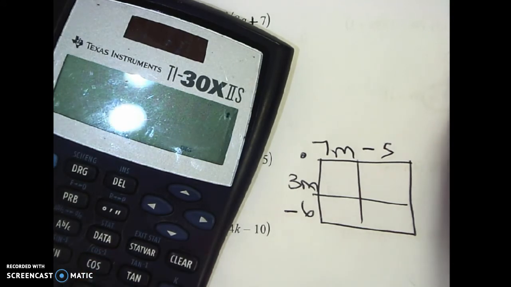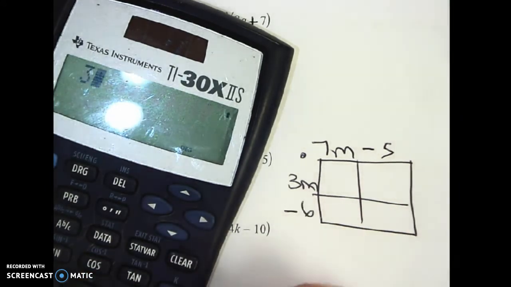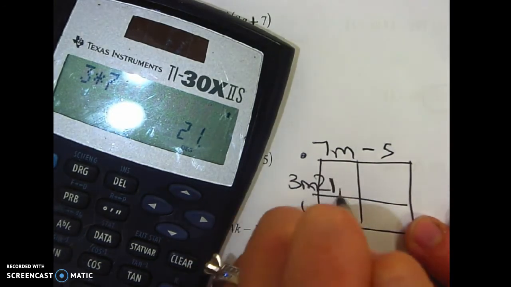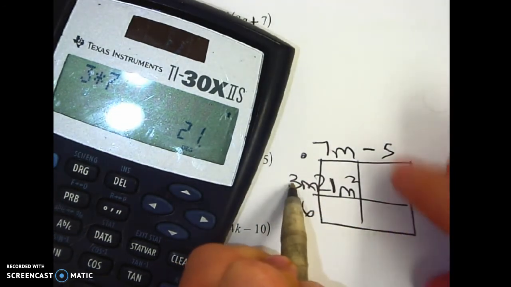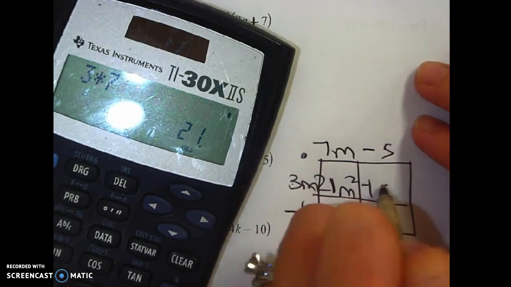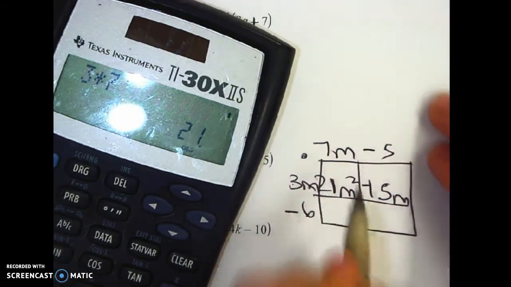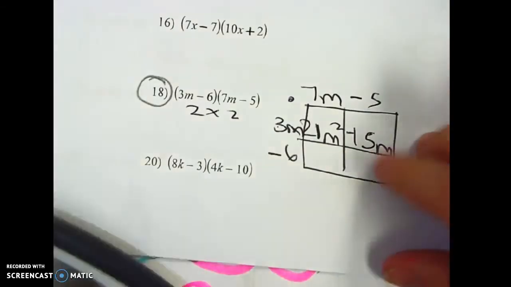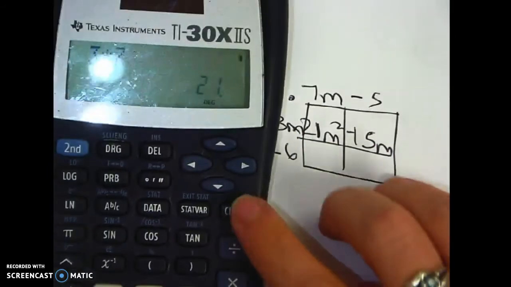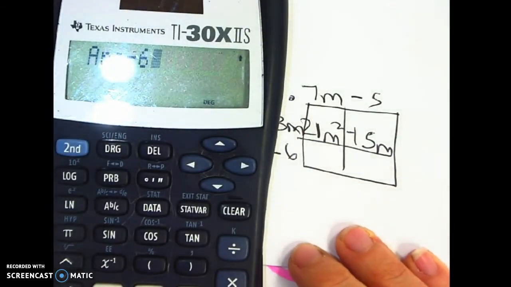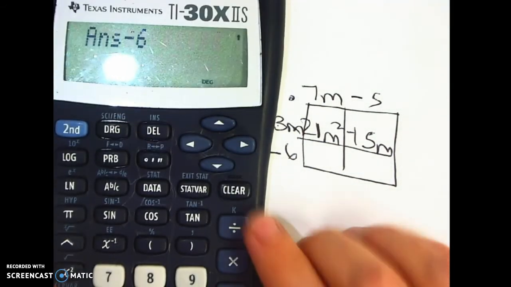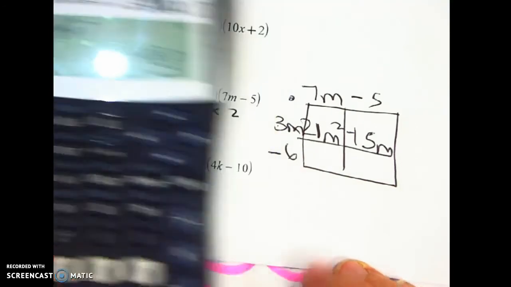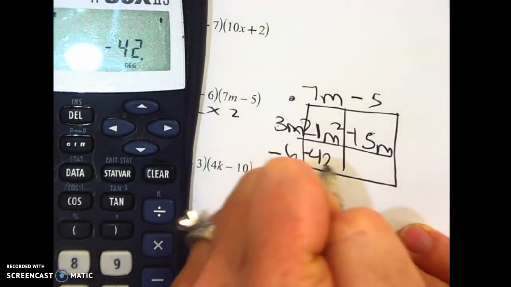I prefer that you can do 3 times 7 in your head, but if you don't know what 3 times 7 is, use your calculator. And m times m is m squared. 3 times negative 5, don't subtract, is negative 15m. Okay? Just like this was a squared and a, this is m squared and m. Negative 6. Now remember, if you're doing negative 6, don't go minus 6, because if you go minus, see how it says ANS? That means answer. So you have to go negative 6 times 7, and that's negative 42m.